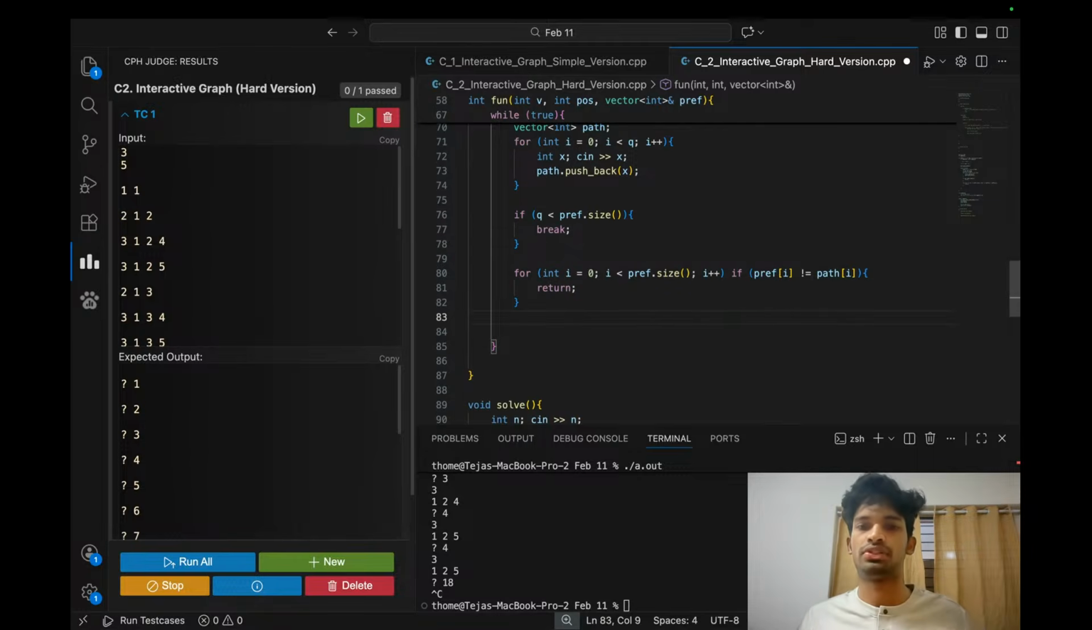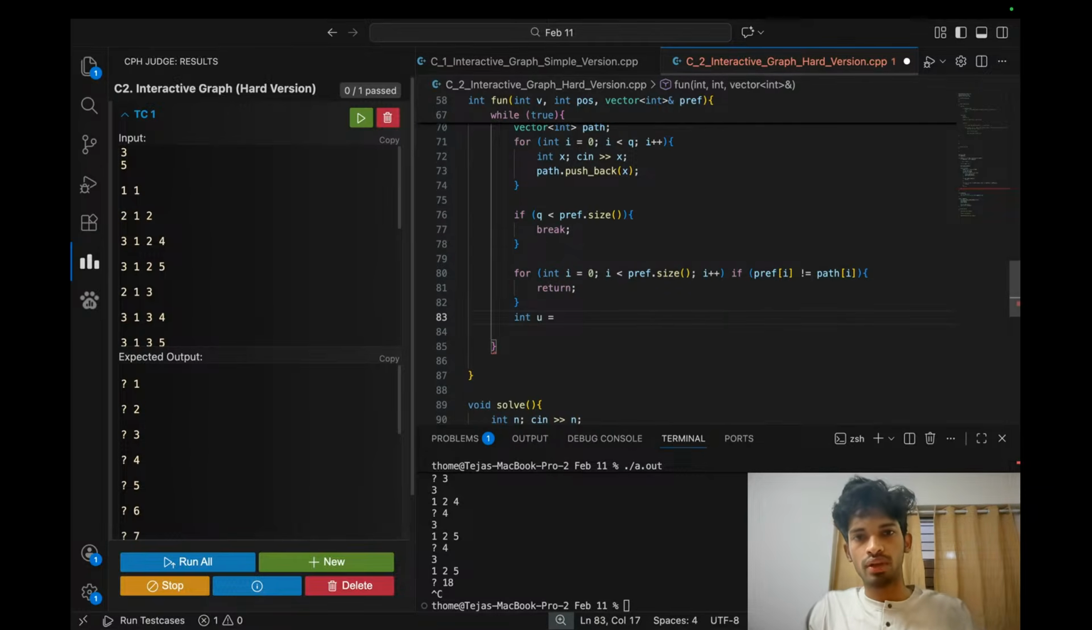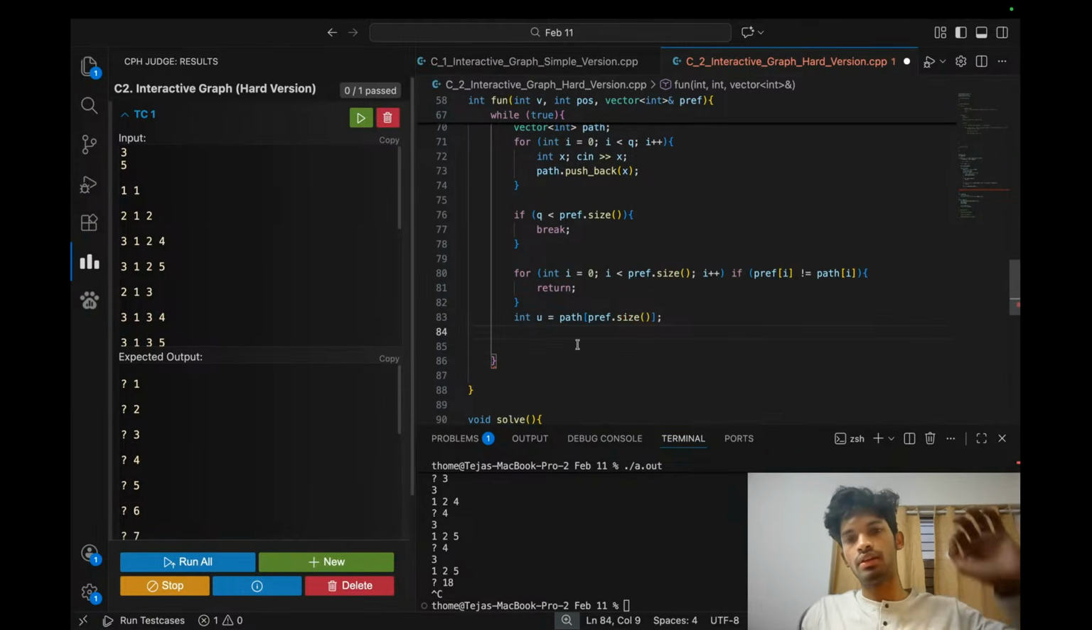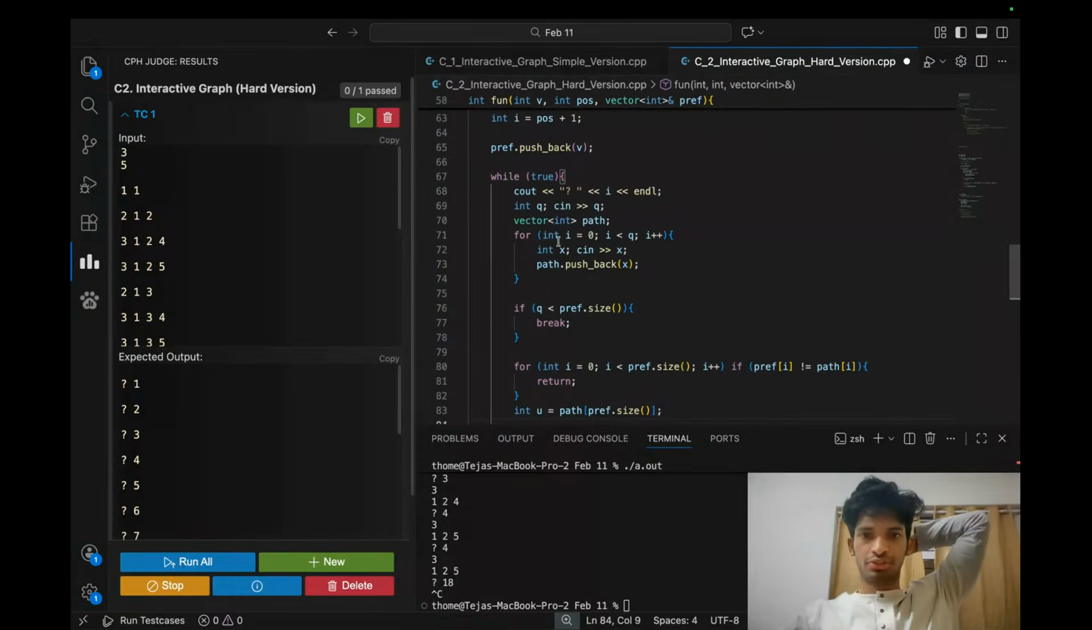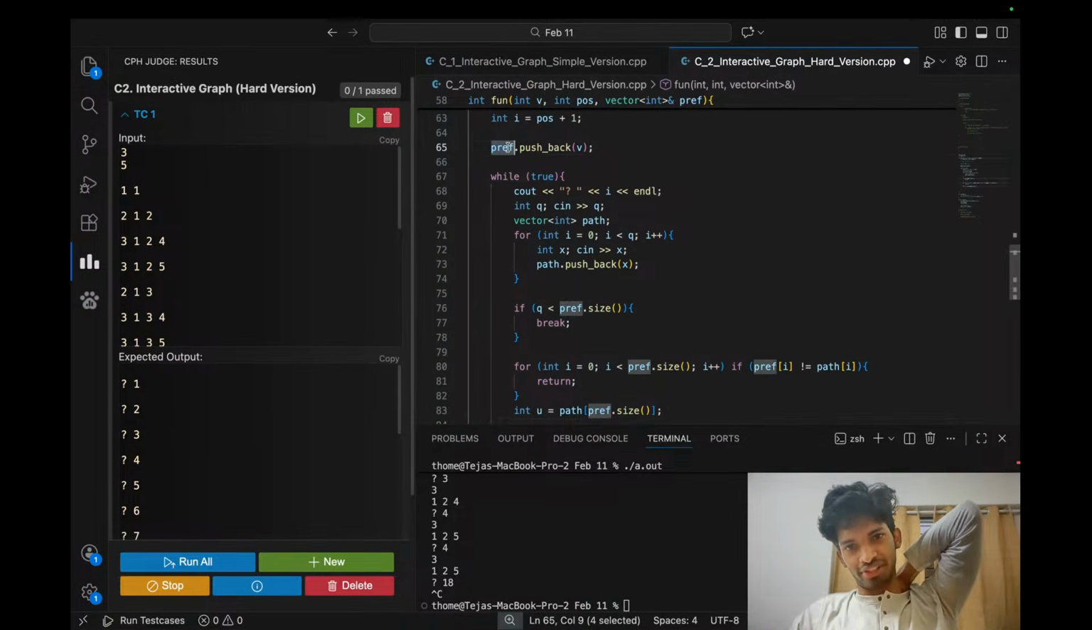So now it is matching. So now you can get u equals to path of ref dot size of. Okay, because I have added this to the pref. I have added v to the pref here.